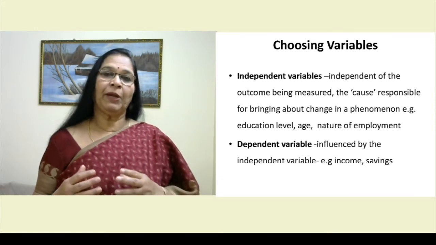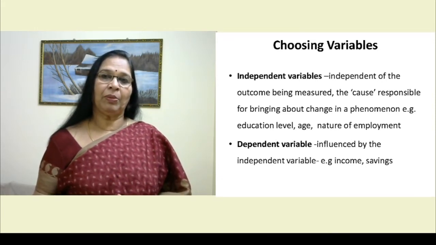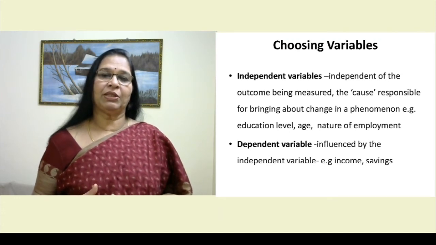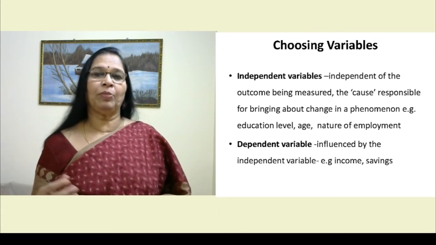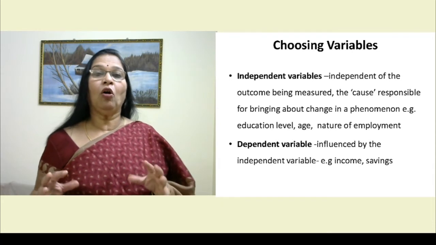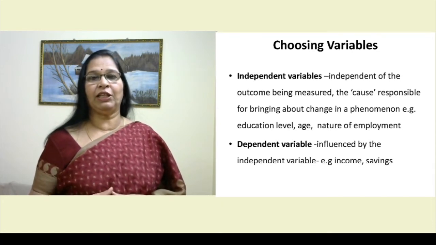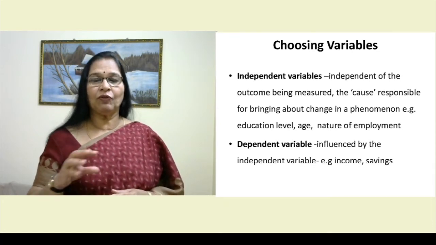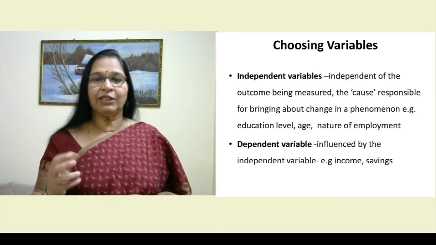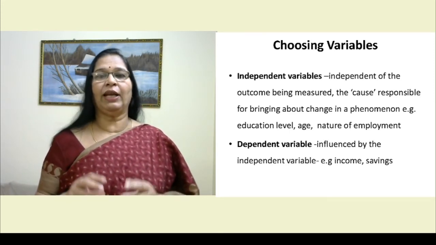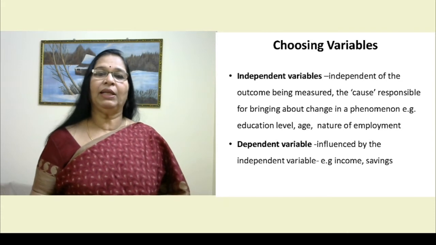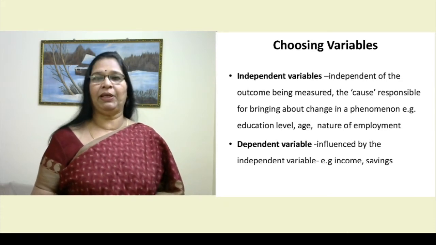Then it could probably be the age of that person. It could be the marital status. It could be the region that a person is located. All of these are possible to affect the income of an individual. So those factors which are affecting the income of a person are called independent variables. The one that is affected is called the dependent variable.